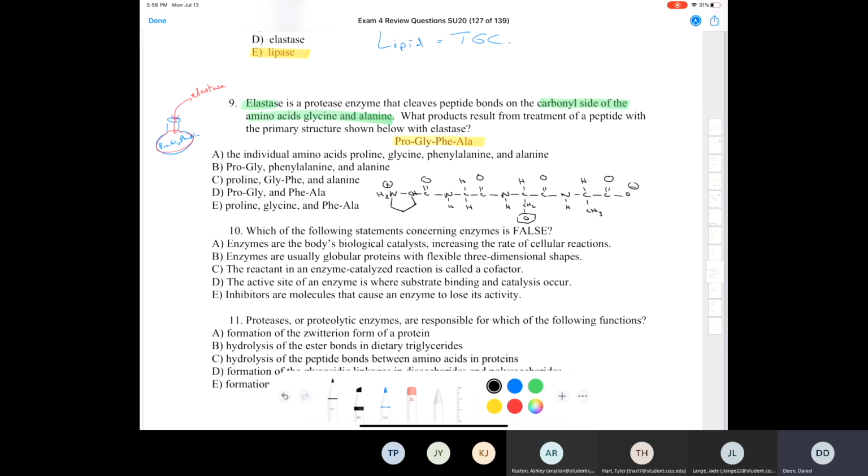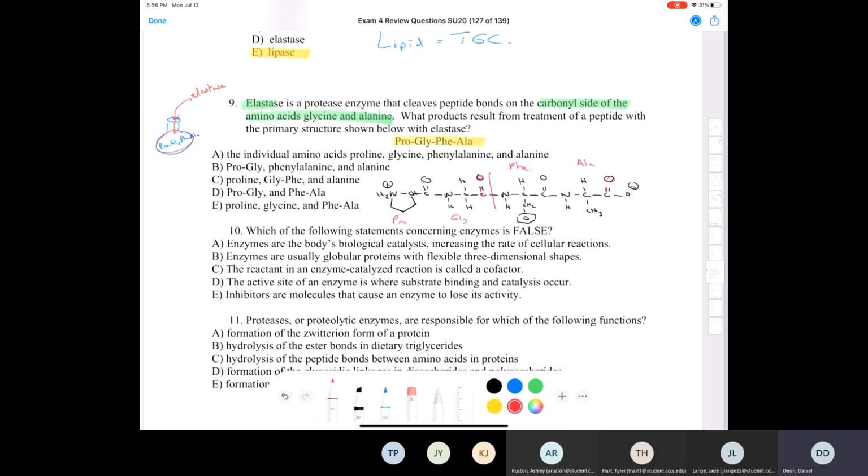All right, it says on the carbonyl side of glycine and alanine. So here I have proline, so forget that, okay? The next one is glycine. Where's the carbonyl in glycine? Here's my carbonyl in glycine, so it means it's going to break the bond there. Then I have phenylalanine, and I have alanine. Well, the carbonyl of alanine is right here. There's no bond to break.